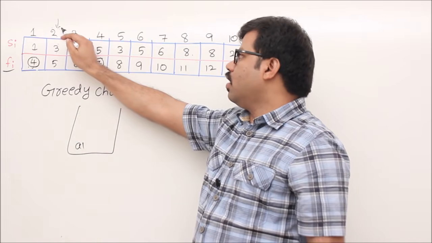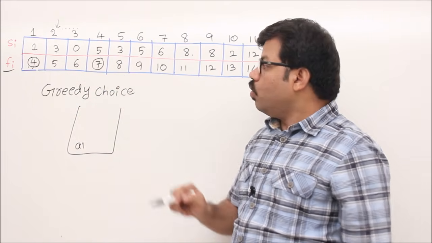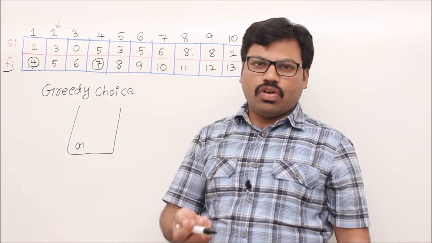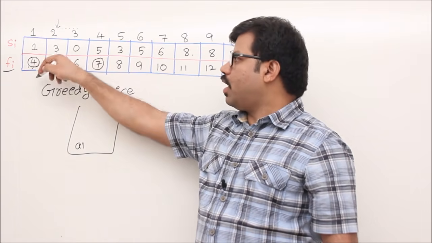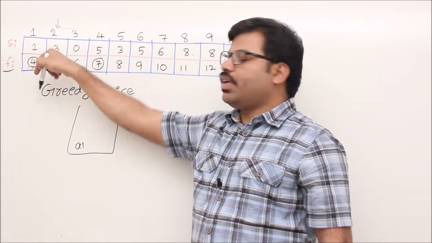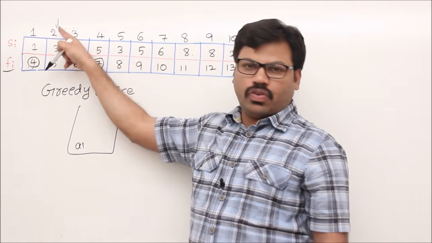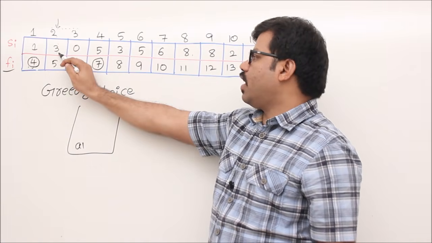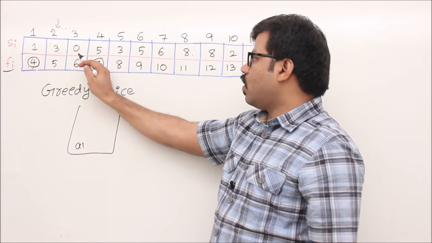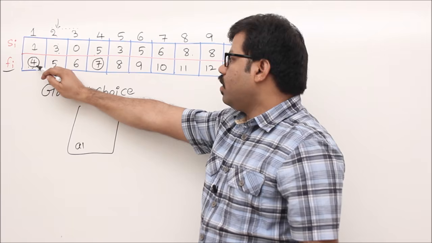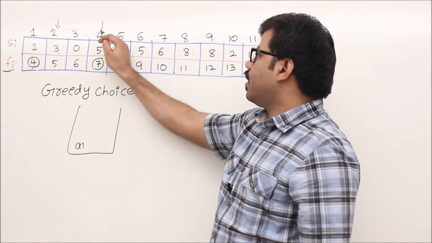Now start here, search for an activity that starts after 4. Why? If any activity starts before 4, then it may not be compatible with this activity A1. Already you took A1, so your next activity should start after 4. That's why don't take this one, it will not be compatible with A1. This is C, this activity starts after 4, that's why take it.